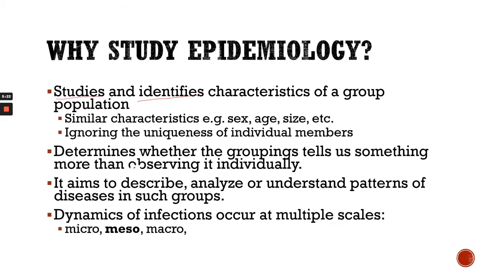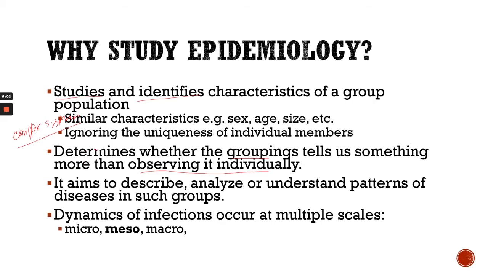Also, it determines whether the groupings tell us something more than observing individuals, exactly. Because this falls under a term we call a complex system, where individual behavior is not so useful if you only look at the individual, but more information can be obtained if we look at the groupings and what their behavior is when they group together.